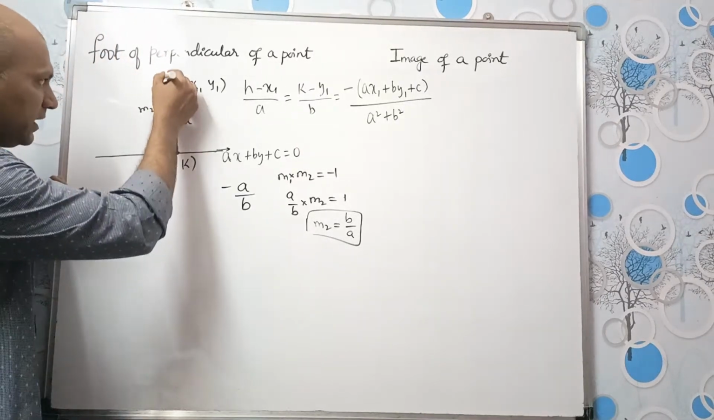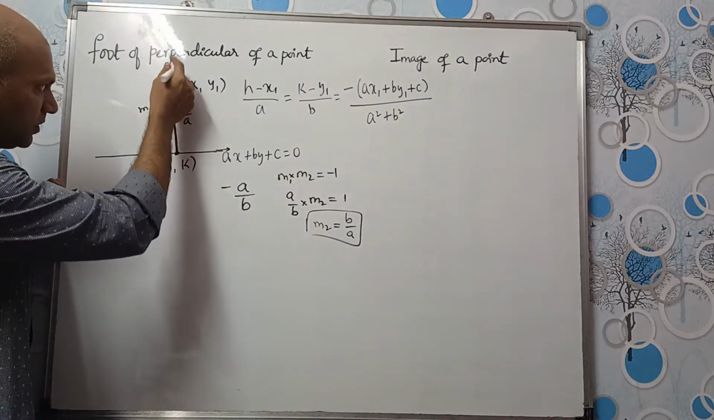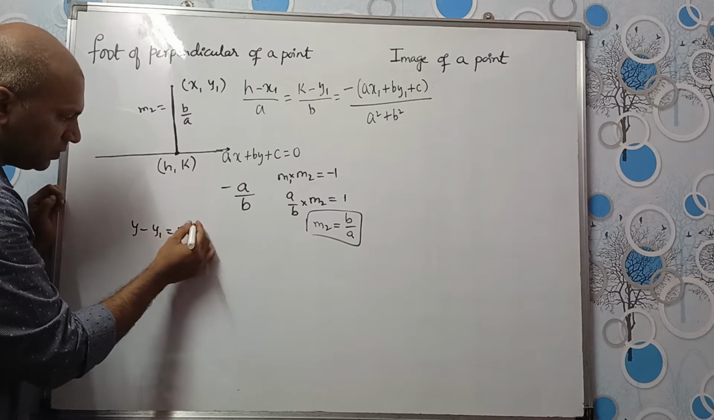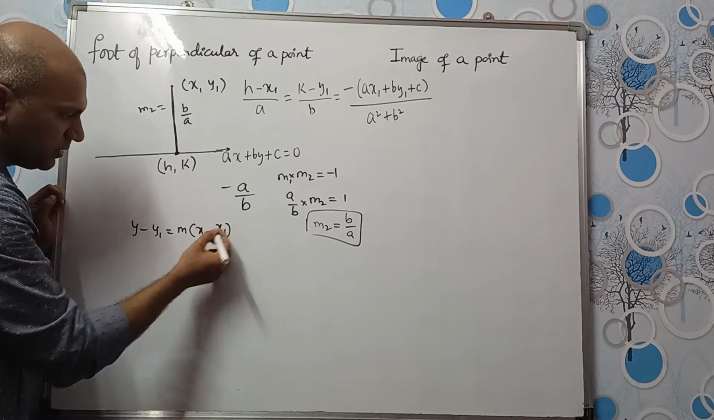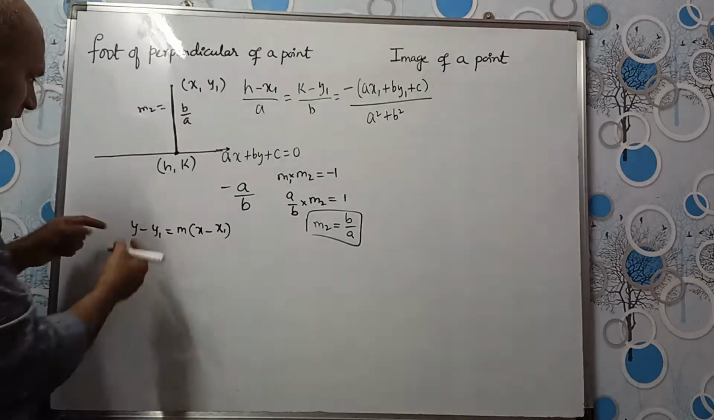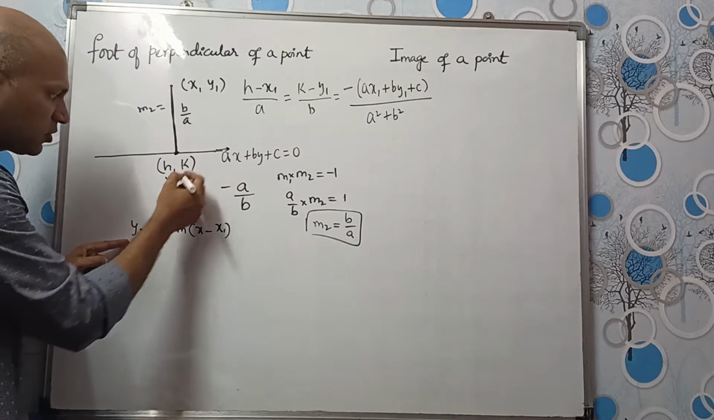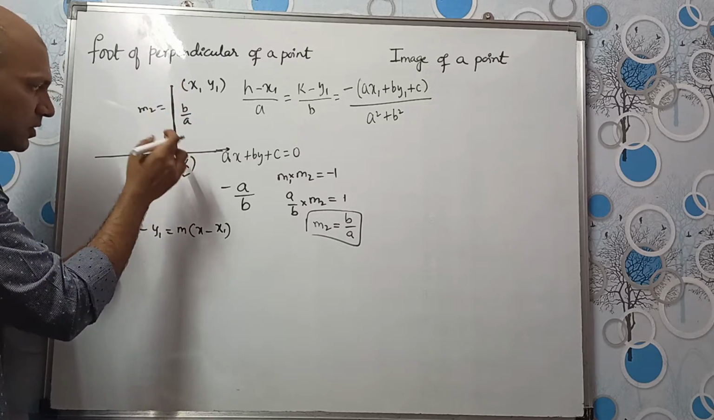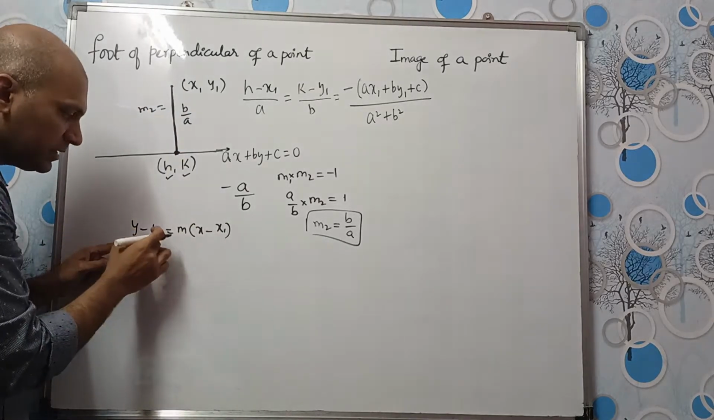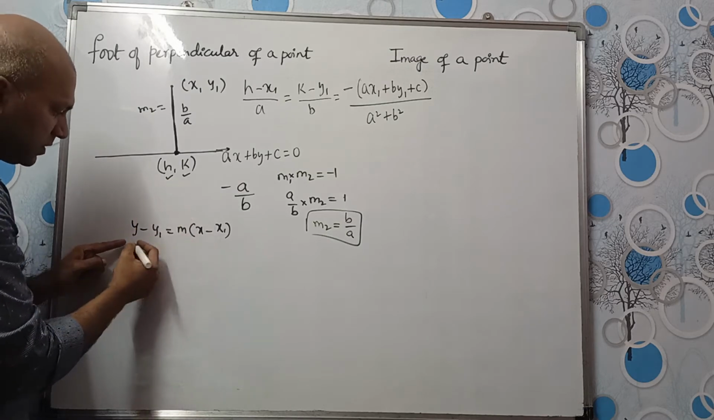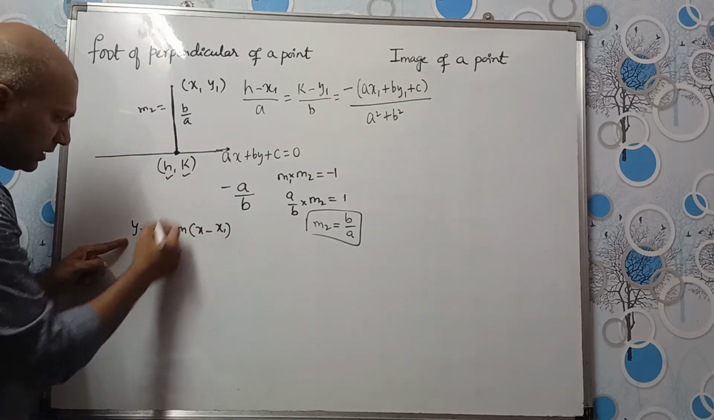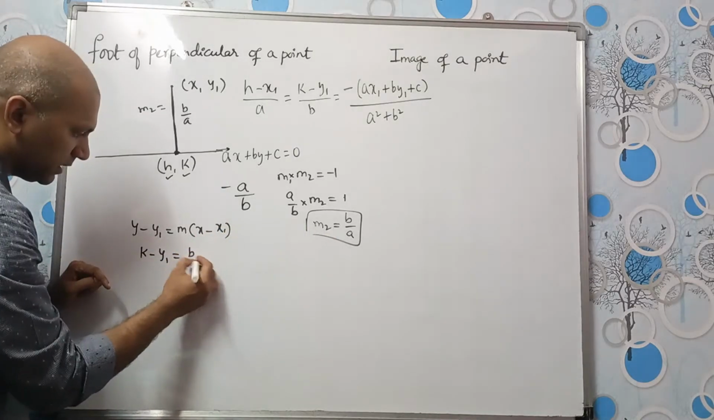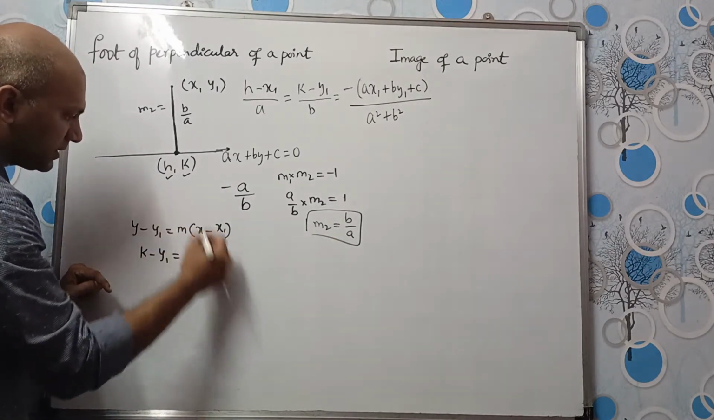Can we find the equation of this line using y minus y1 is equal to m into x minus x1? Yes. So here in place of x and y, let us write h comma k, because this point h comma k is lying on this straight line, which means if we substitute h comma k in this, it should satisfy, right? So let us substitute in place of y, k, so k minus y1 is equal to m, which is b by a, multiplied by x, which is h minus x1.